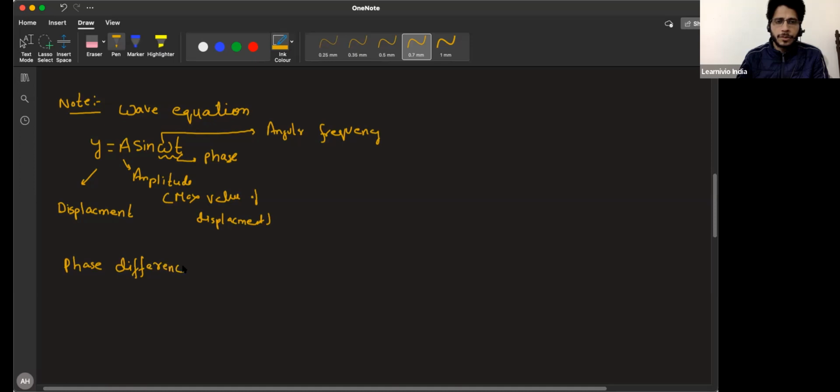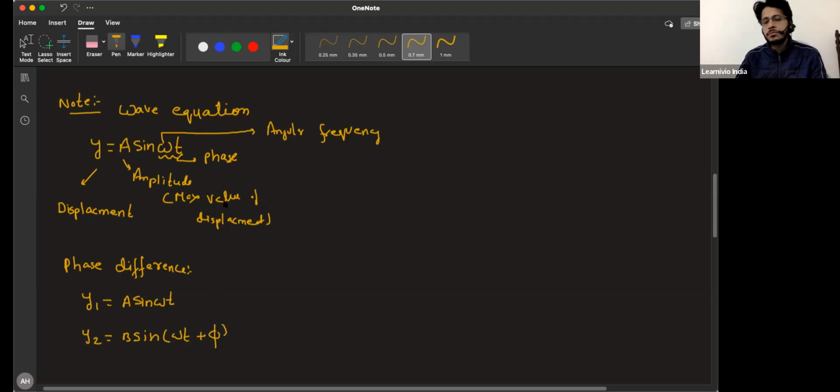Phase difference is something mathematical. So you have the equation of the first wave, which is A sine omega t, and then you have the equation of another wave, B sine (omega t plus phi).